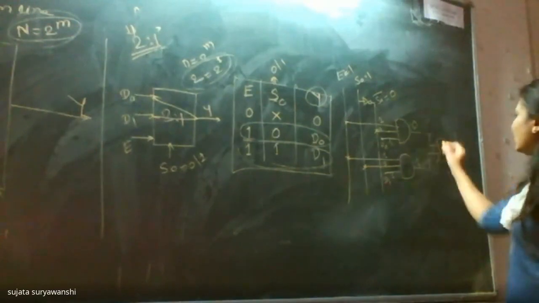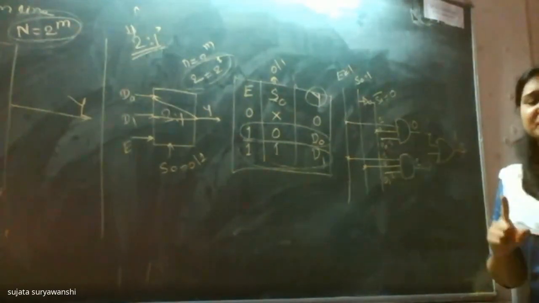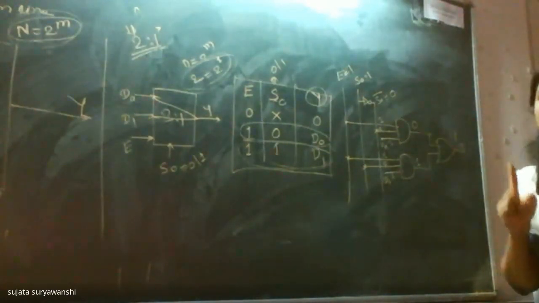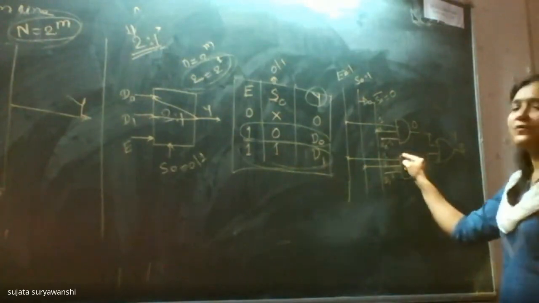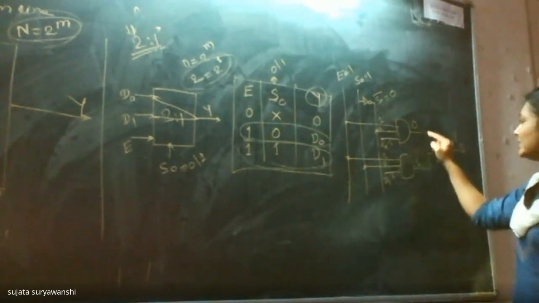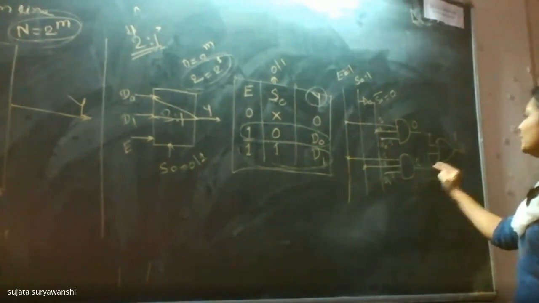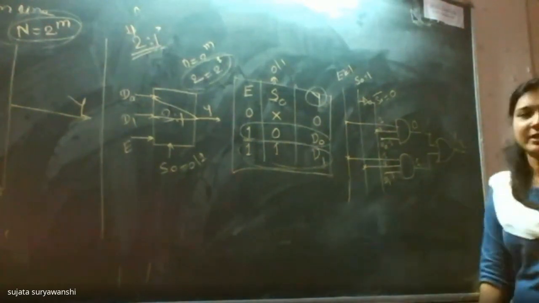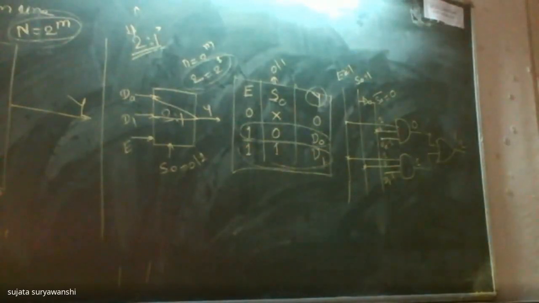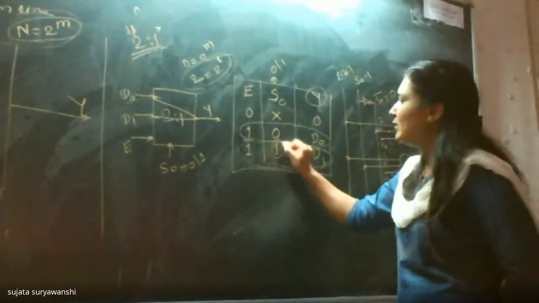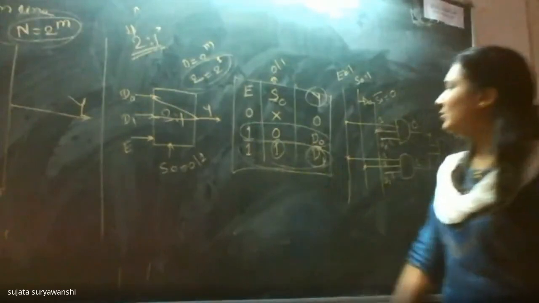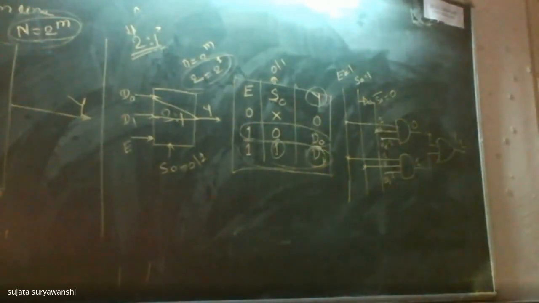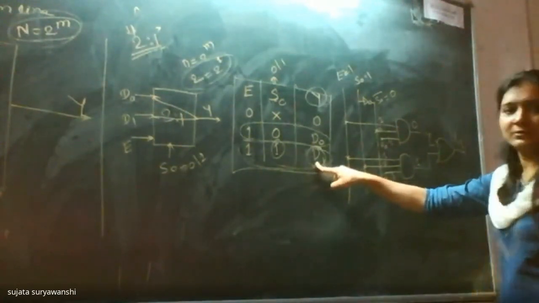Now the OR gate. If one of the inputs is 1, then the output will be 1, which is the reverse of the AND gate. Here 0, 1 inputs are there for this OR gate, so the output will be 1. Understood? If S0 is equal to 1, then the output will always be D1.